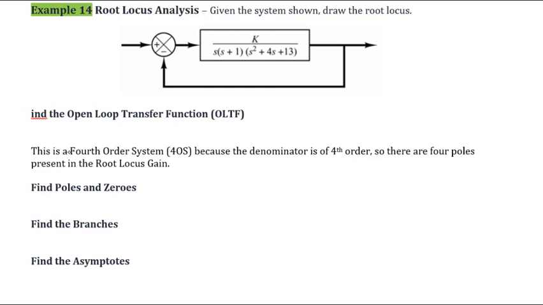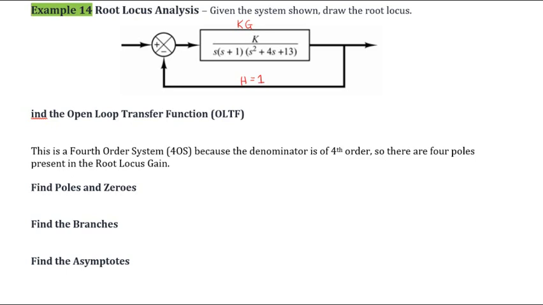Root locus analysis, example 14. Given the system shown, draw the root locus. In this one we have the root locus gain K and G all together as one block, and we have H, like in so many others, equal to 1, and that's our feedback path.